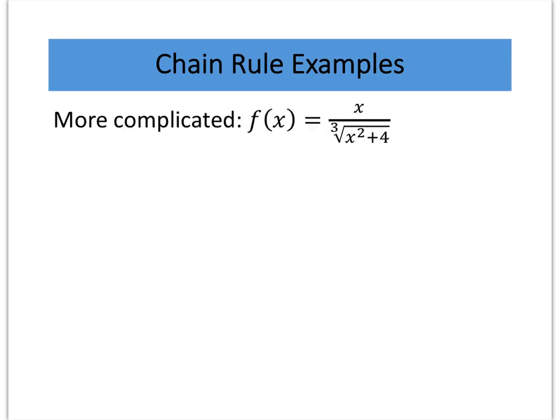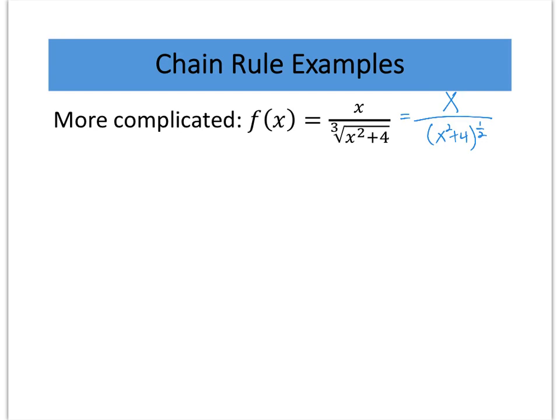A few more examples. This one actually does require the chain rule, but it's a little bit more complicated because it now uses the quotient rule, and it has fractional exponents. So let's just try and take it as cleanly as possible. X squared plus 4. I just want to change that into a fractional exponent.